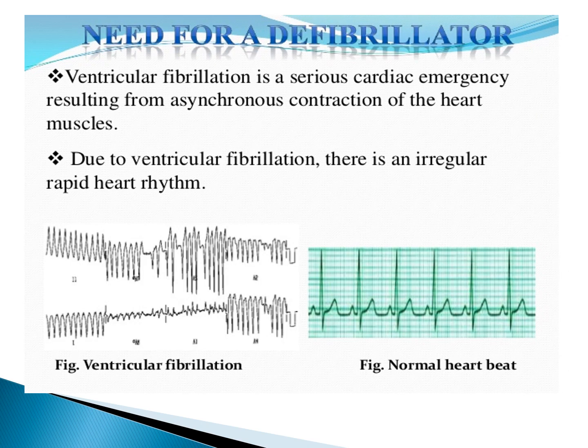A need for a defibrillator. Ventricular fibrillation is a serious cardiac emergency resulting from asynchronous contraction of the heart muscles. So mainly it helps to treat the irregular rhythm in case of asynchronous cardiac contraction. So you can see the ventricular fibrillation, the leads, and the normal heartbeat. The normal rhythm we call the sinus rhythm.